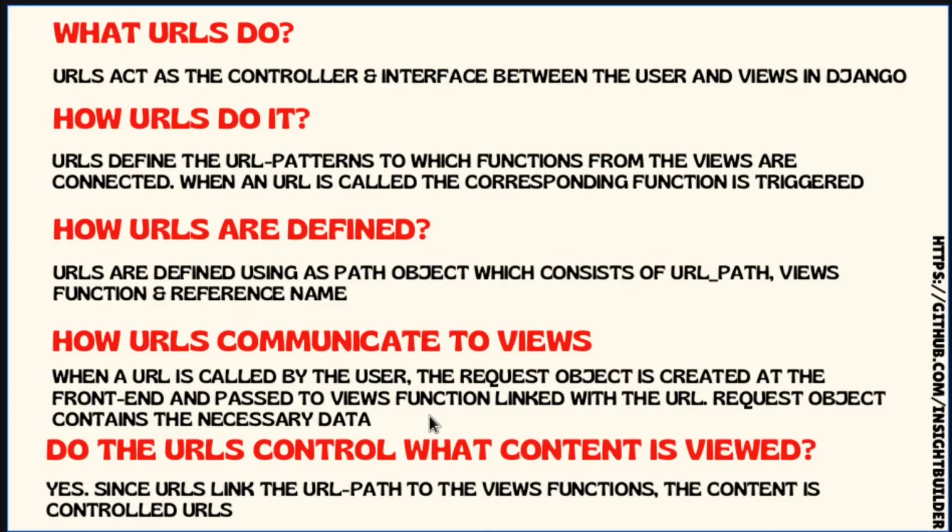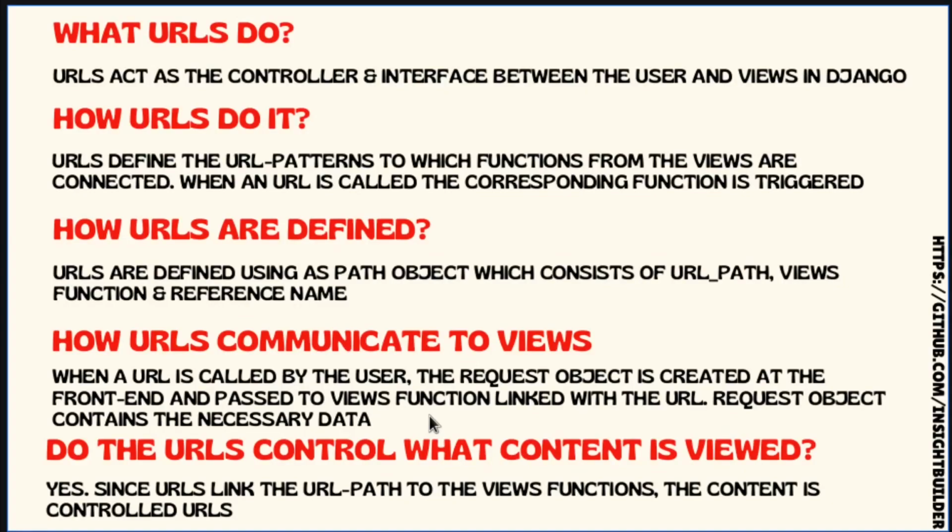The pattern that you provide in the address bar of your Chrome, Firefox, or any of your browsers, that particular address or the URL, is a pattern. That pattern is connected to the views function. So we'll be seeing how it is done. Next, how are URLs defined? To define the URLs in the Django framework, there is a path object to which we can provide the URL path, the views function, and the reference name.